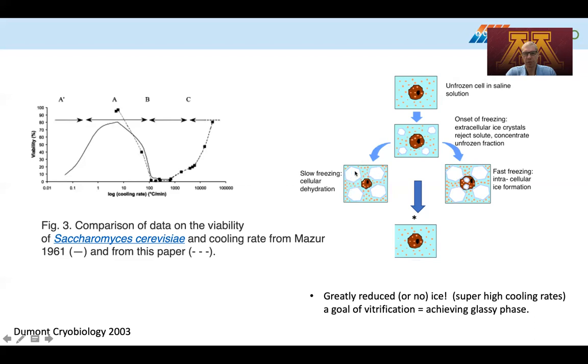Ice forms in slow cooling, it concentrates solutes around the cells, it dehydrates the cell, and there's injury associated with that. In faster rates, you have ice that forms around the cells, but then it also forms inside the cells and can be injurious and kills cells that way. What this is showing is that there's another route basically. As you go to really super fast rates, you can avoid these large ice crystals entirely.